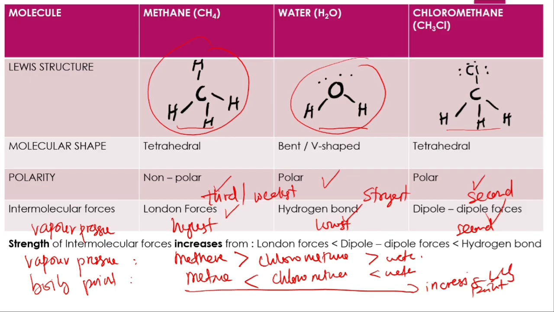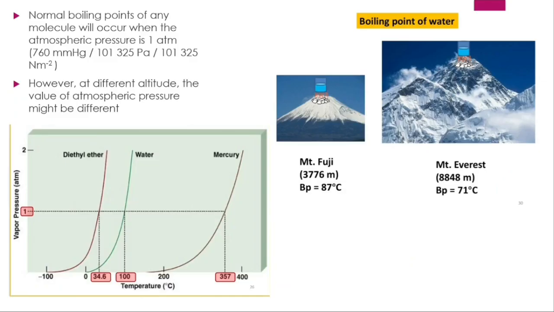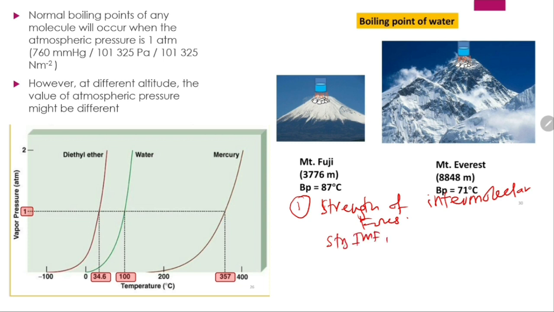That's high boiling point. Okay, so the boiling point of any molecule will be determined depending on two different factors. The first one is the strength of IMF. If it has strong intermolecular forces between them, that means strong IMF, low vapor pressure. Strong IMF means low vapor pressure, so high boiling point. Secondly, it is the atmospheric pressure.